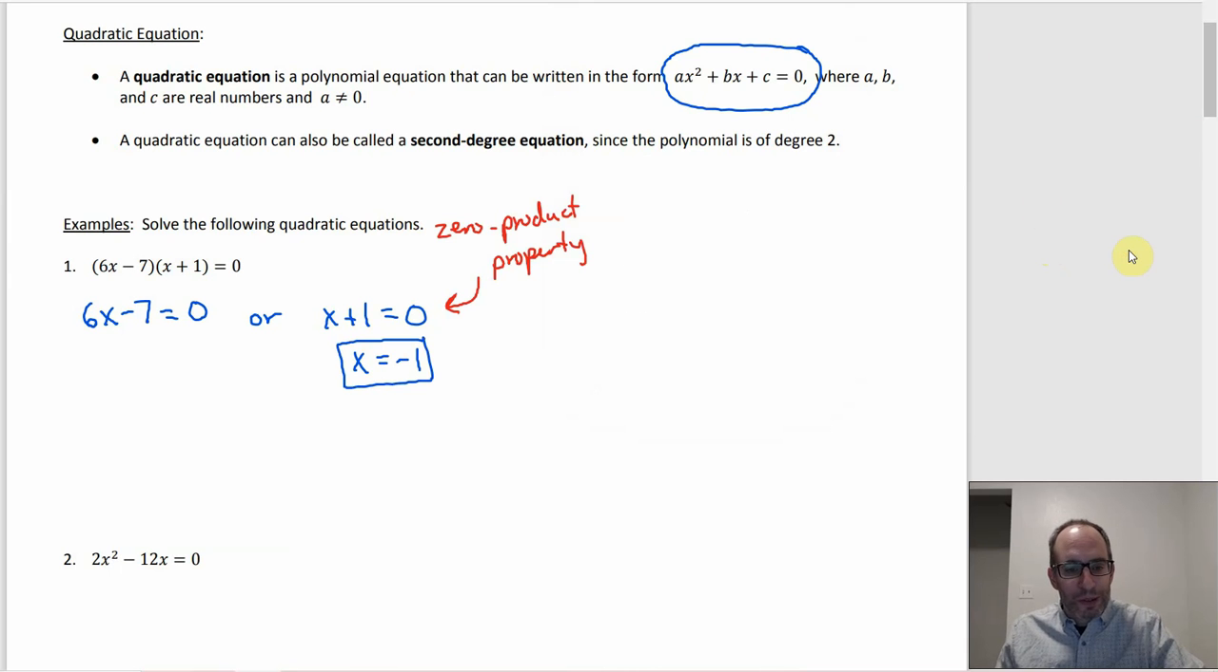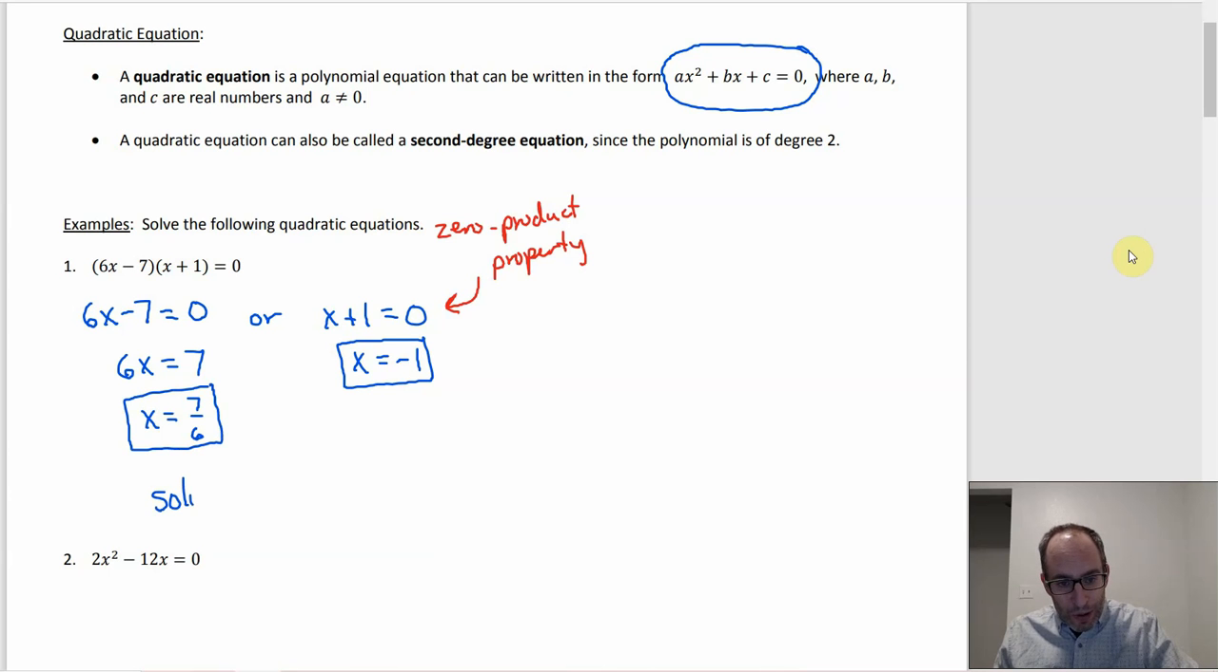This one over here is 2 steps. You add 7 to both sides, and you get that 6x equals 7. Then if you divide both sides by 6, you get that x is 7 over 6. So those are both going to be answers. The way that our homework likes this written out is as a set. So the solution set would be 7/6 and -1. And there we go.